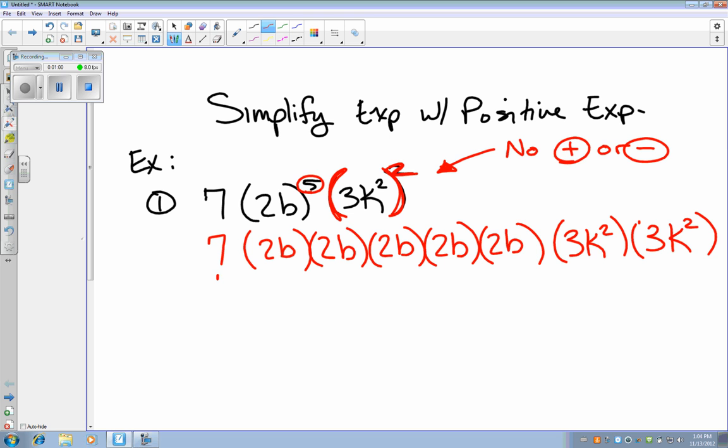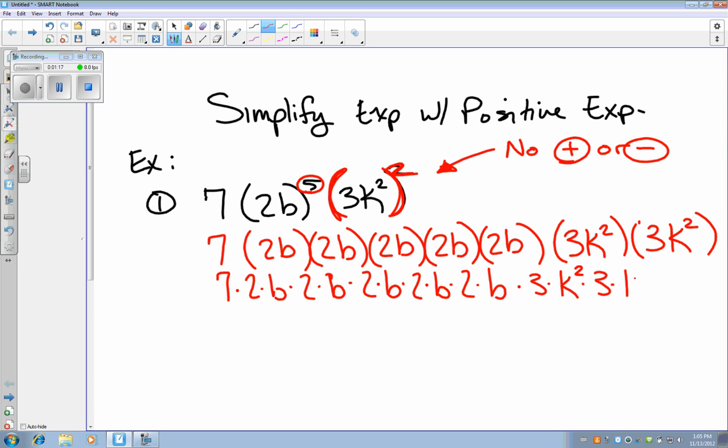This is the same thing as me just saying 7 times 2 times b times 2 times b times 2 times b, and so on. I just don't write all those timeses because it's a pain in the keister. But this is exactly what it means. Notice that there's no pluses. There was no pluses to begin with. This is a multiplication problem.